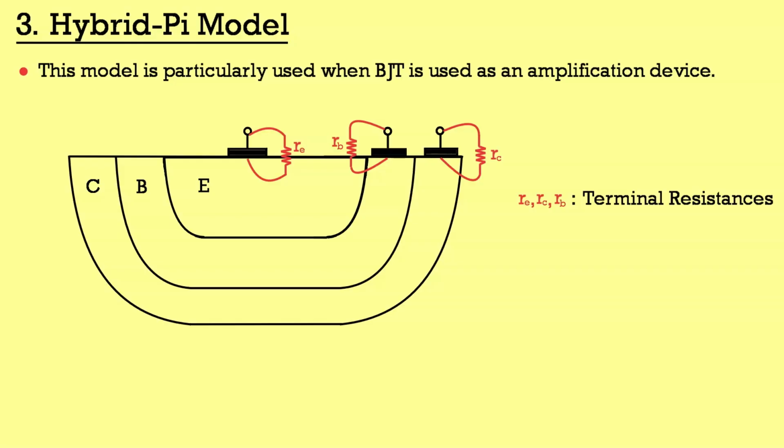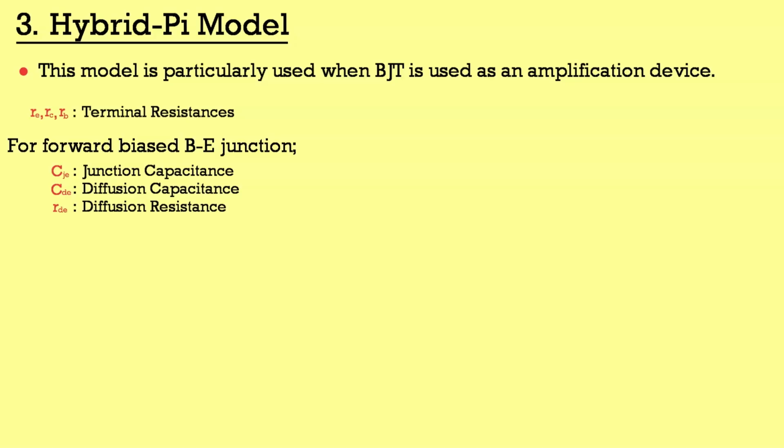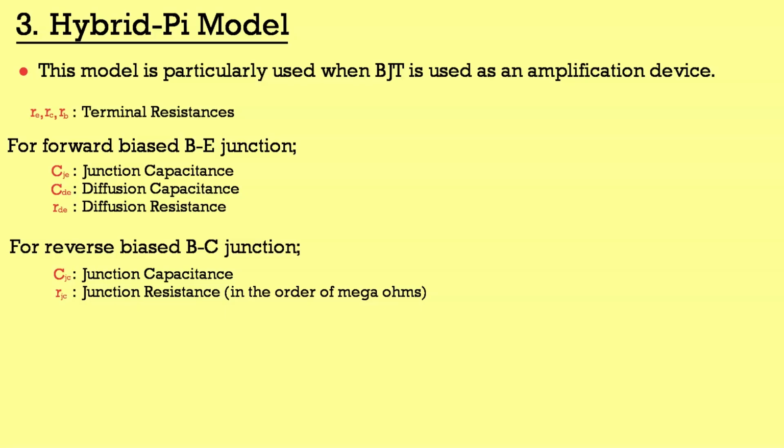In the unit on PN junction, we have seen that in a forward biased junction, we have diffusion and junction capacitance and diffusion resistance. Therefore, for the forward biased base emitter diode, we have diffusion capacitance, junction capacitance and diffusion resistance. Also, we have studied in the second unit that for a reverse biased junction, we have junction capacitance and junction resistance. And therefore, we have junction capacitance and resistance for the reverse biased base collector junction. We also have output resistance, which we have covered in the early effect.